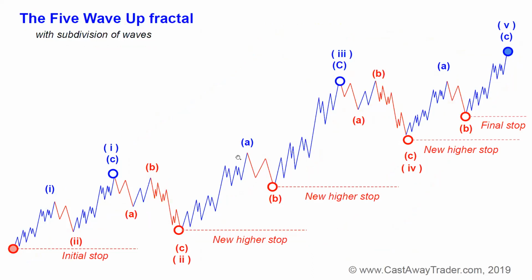Another plus for us of using that fractal is that every new pullback creates a higher low, and that higher low becomes an important critical support for the whole 5-wave up fractal. Again, under the classic theory, we have to wait until wave 4 is completed to start using it as the critical support for wave 5.